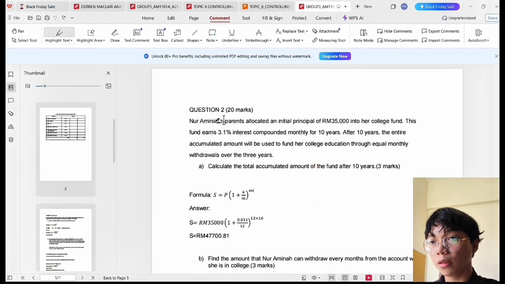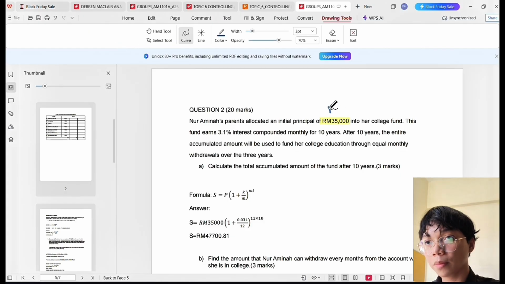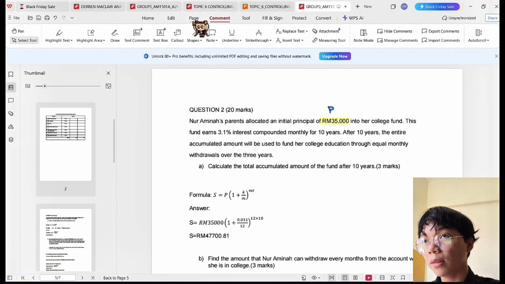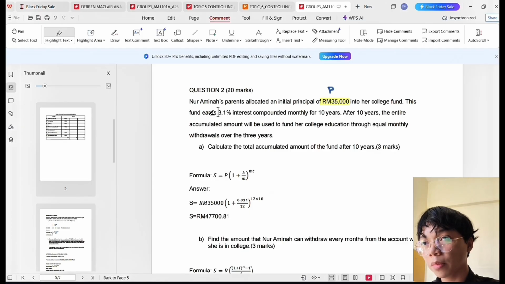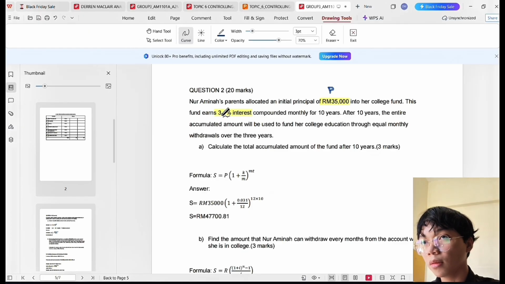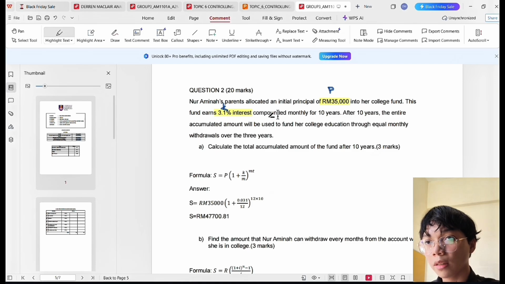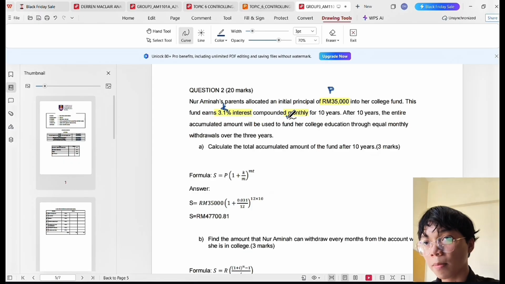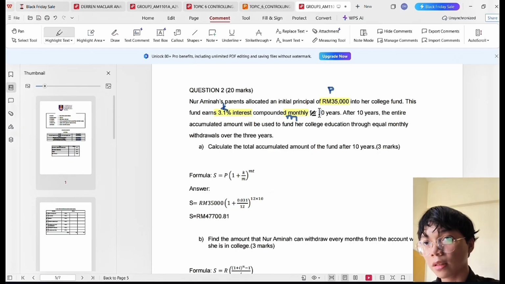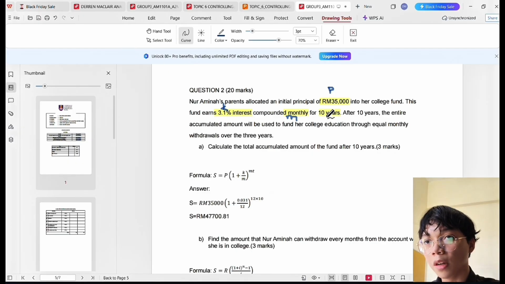After reading question 2, we know that the initial principal will be 35,000 ringgit. After that, the 3.1% interest will be K. After that, compounded monthly, this value will be M. And lastly, 10 years, this value will be T.